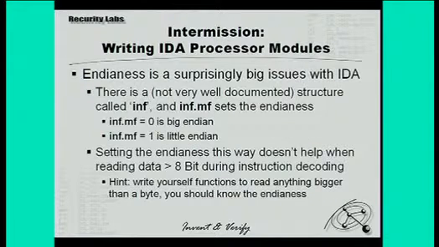So endianness is surprisingly a big problem with IDA. It took me more than a day to find the undocumented global data structure called inf that has a clearly undocumented field mf, which I believe in Russian means endianness. Because if you set it to 1, you're on little endian, and if you set it to 0, you're on big endian. However, if you read data, so the instruction decoding is called, and you need another byte or two, the endianness is ignored. So you need your own reading function that takes care of the endianness.